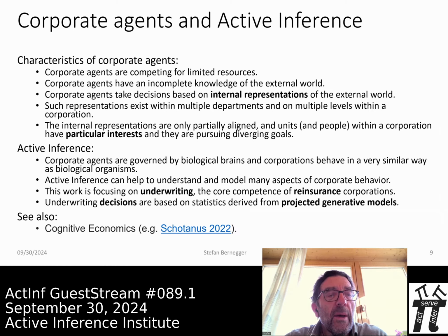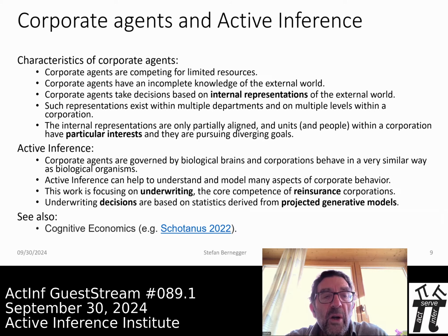Okay, now just a few thoughts about how to link this to active inference. What I've first been thinking about is that corporate agents act very similar to humans. They are also competing for resources. They have an incomplete knowledge of the external world. They also use an internal representation of the external world with the help of models and so on. Then we have multiple departments within a corporation, and they have a different picture of the outside world, and they also have different interests, so they are not always pursuing the same goals. Maybe we feel the same as humans. We are also not always sure. One thought wants to go in one direction, another in the other direction. So I think this is very similar to corporations.